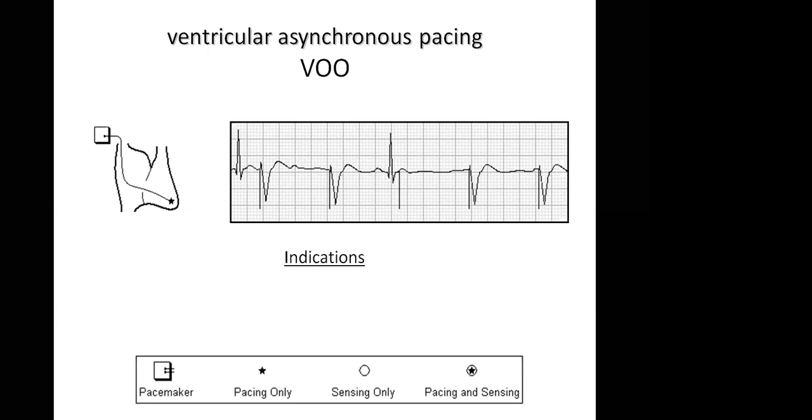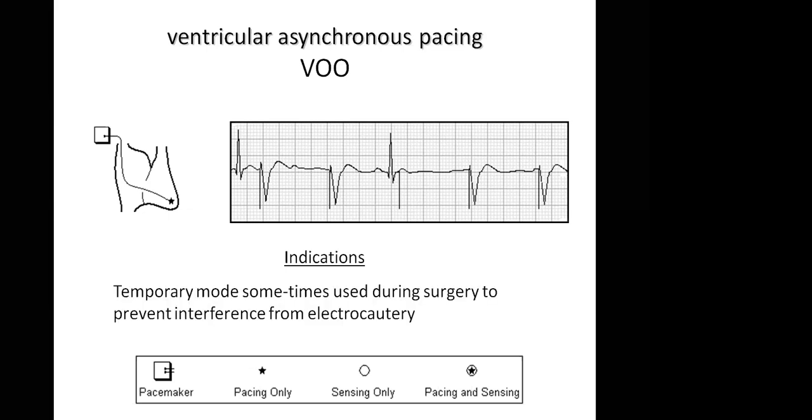You get the difference? I get it. And if you see a VT, you just shock the patient, end of story, and they continue their surgery. Okay, thank you. Dr. Duyemi, thank you for answering that question. So you can see the indication: electrocautery, anything that will interfere with electrical activity. That's when you use a VOO.